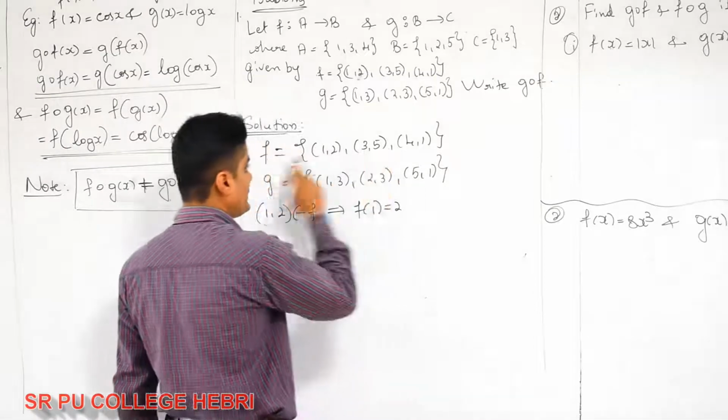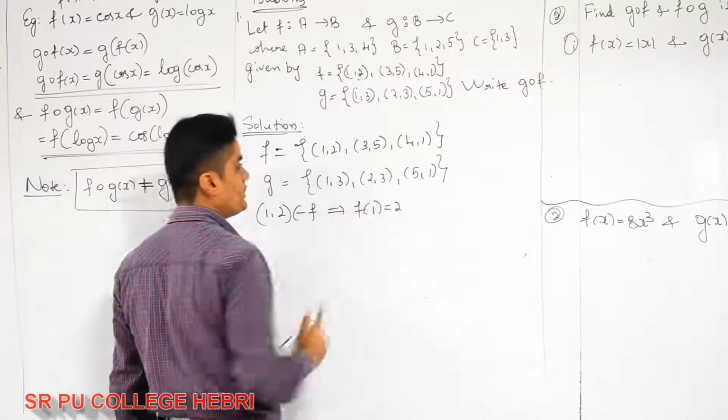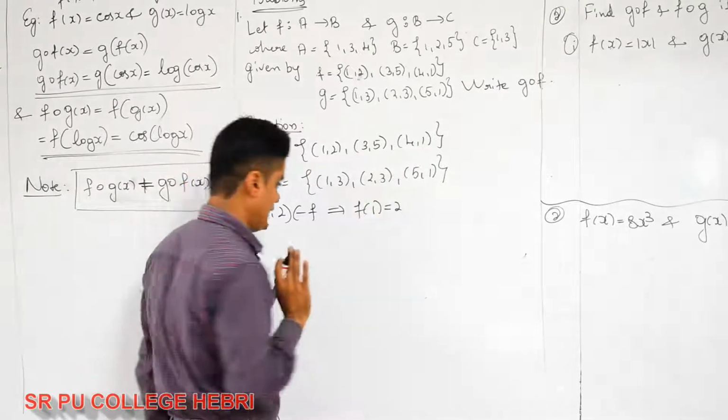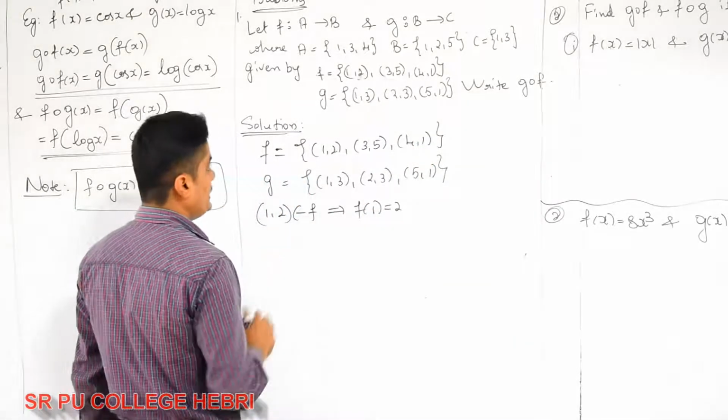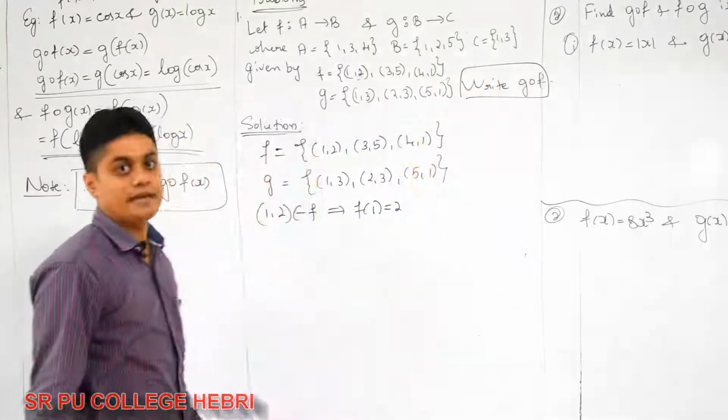If (3, 5) is in f, then f of 3 is equal to 5. If (4, 1) is in f, then 4 and 1 are related under the relation f. Okay, so this is clear. Now I'll show you how to get the composition g of f.